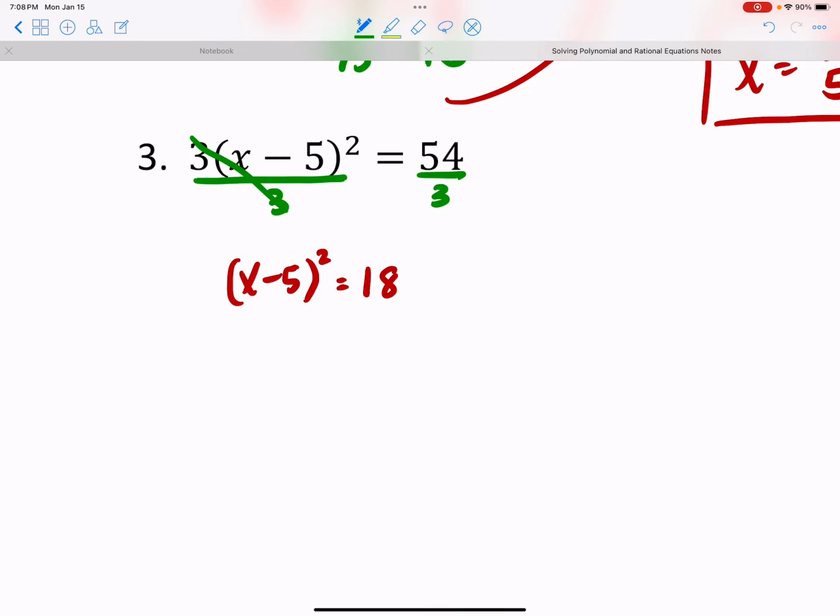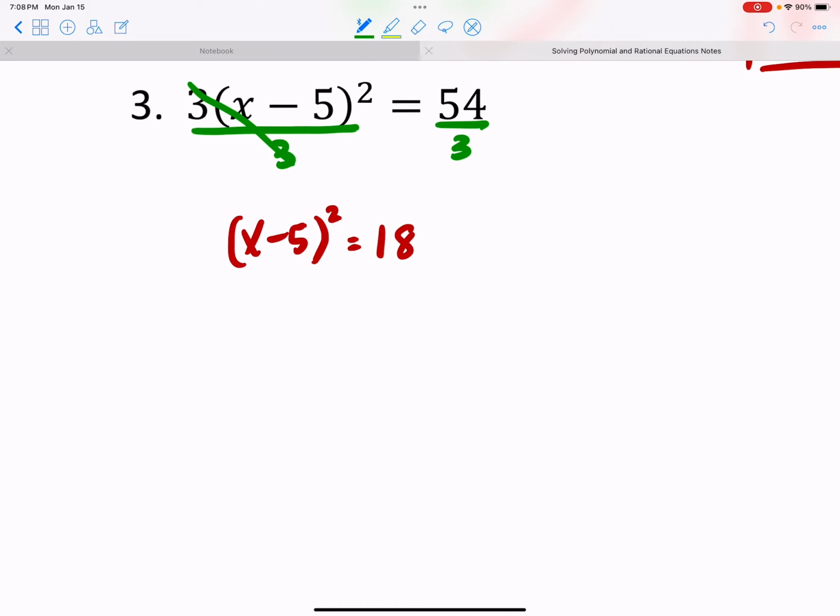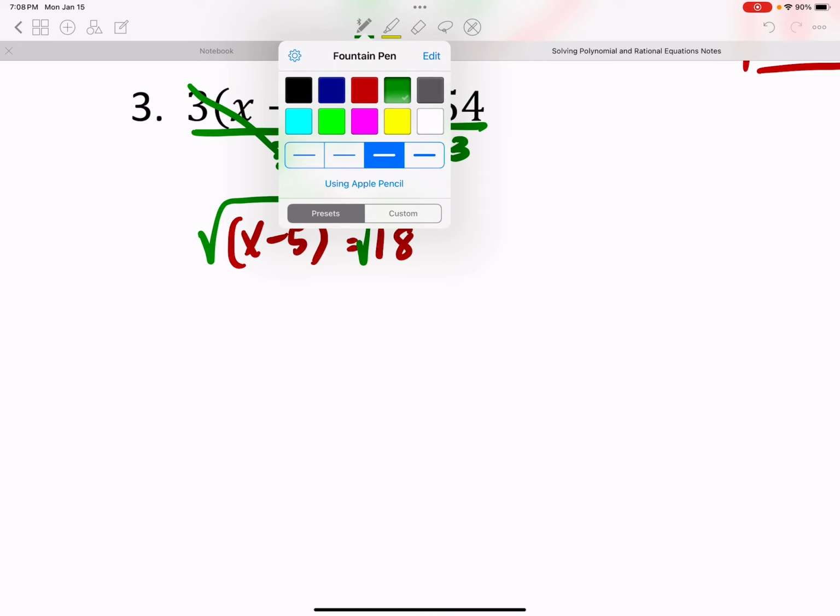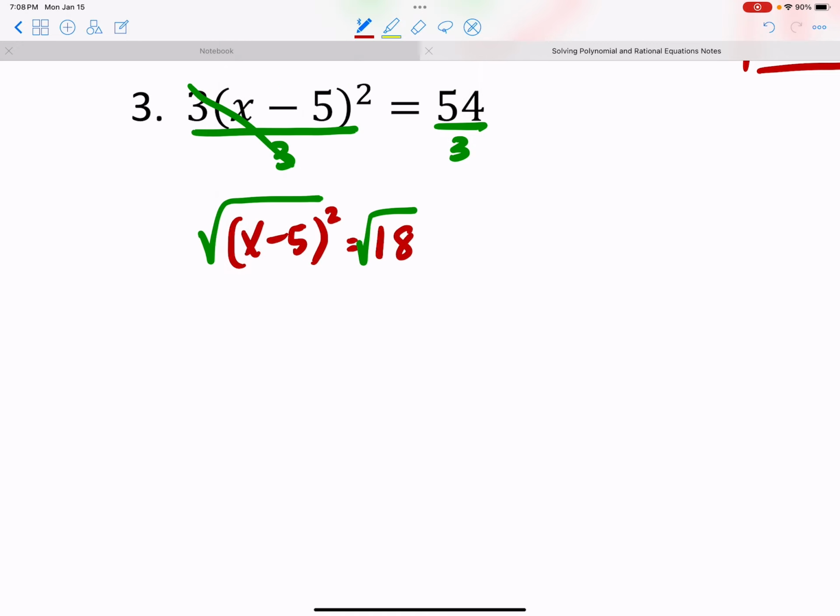Now, just like on the previous one, trying to get x by itself, I can use the inverse operations to get rid of both of these things, but this one can't be moved first. Again, this has to go before the parentheses can leave, and we can move that 5. So in this one, we're going to take the square root in our next step, and then the square and the square root cancel, leaving me x minus 5 equal to, on this side, when we solve, we're going to put in our plus or minus, and we're going to have that square root of 18.